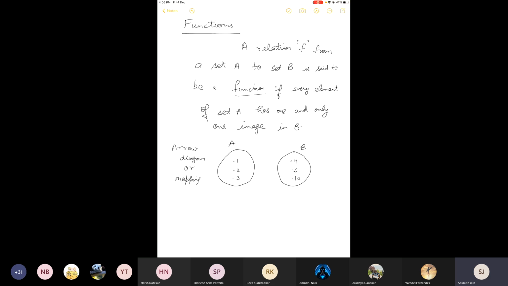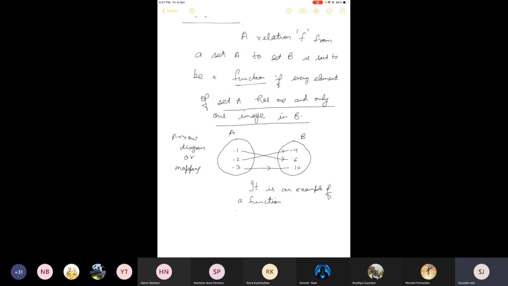And now we are going to make some arrows here, like this. Then it is an example of a function. It is an example of a function because see, what is the definition? A relation f from a set A to set B is said to be a function if every element of set A has one and only one image in set B. This is important. So here f is a function from A to B.